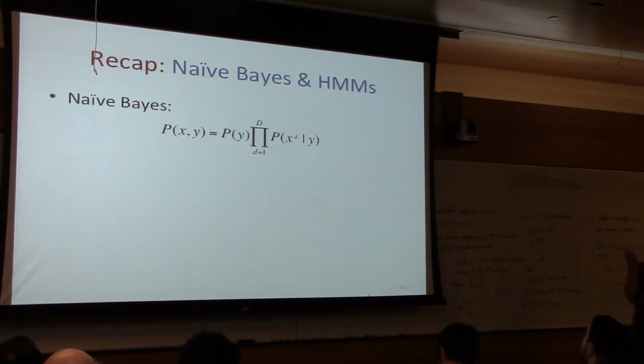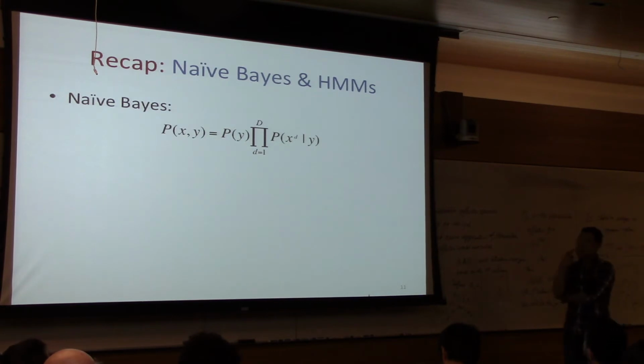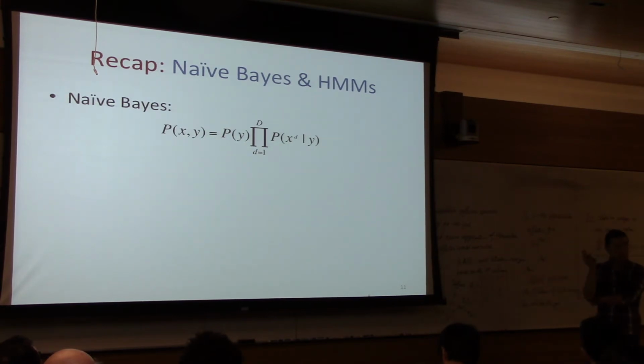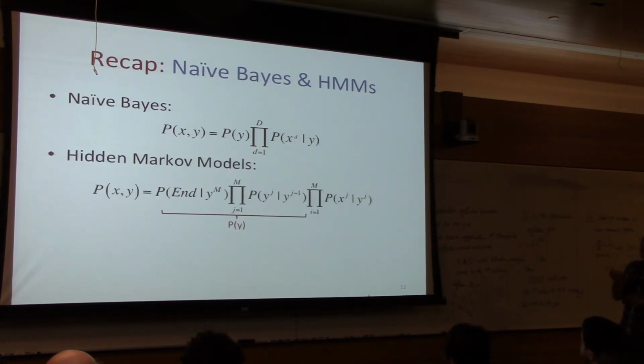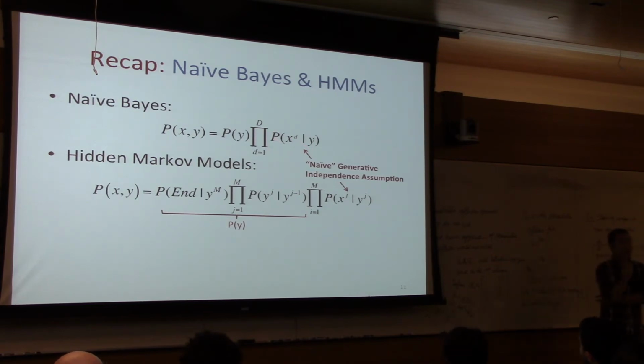Just to comment on the relationship between naive Bayes and HMMs, because this relationship is analogous for logistic regression and conditional random fields. Recall this is the probability assumption of naive Bayes, which is not a sequential model, because it's just a single Y. Y could be multiclass, but it's not a sequence of Y's. Here's the relationship between naive Bayes and Markov models. The key assumption that carries over is the naive generative independence assumption on the X's given the Y.